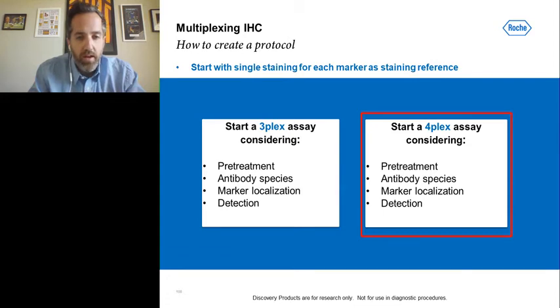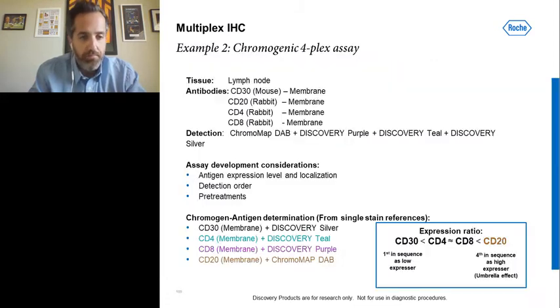So the next one we'll look at is a four-plex assay. In this one, we have a lymph node and we're staining it with CD30, CD20, CD4, CD8. And we're going to be using DAB, purple, teal, and silver. And again, we've assumed that we've optimized using our single stain references. And therefore, we've created the following initial stain, which is CD30 in silver, CD4 in teal, CD8 in purple, and CD20 in DAB. And what we've done here is actually we've created an expression ratio.